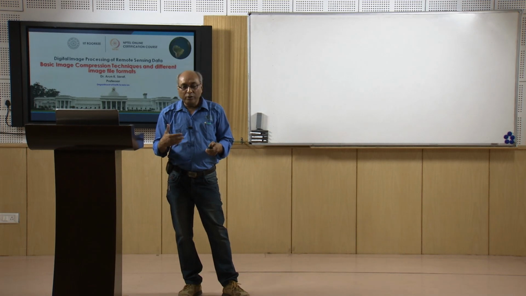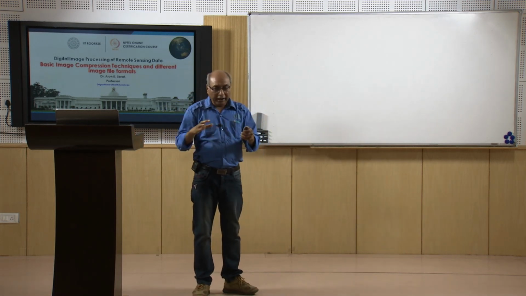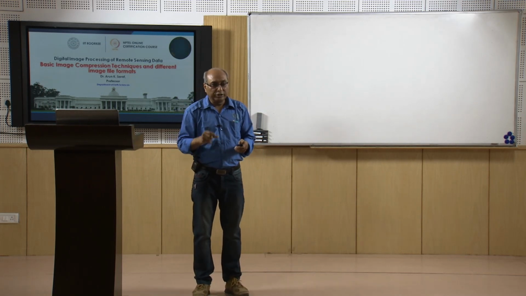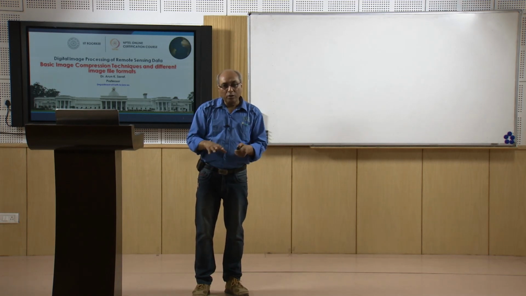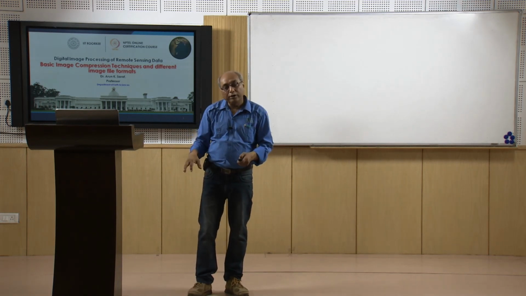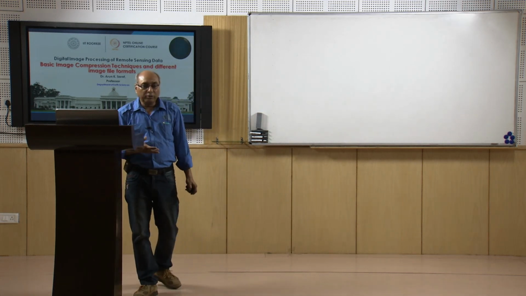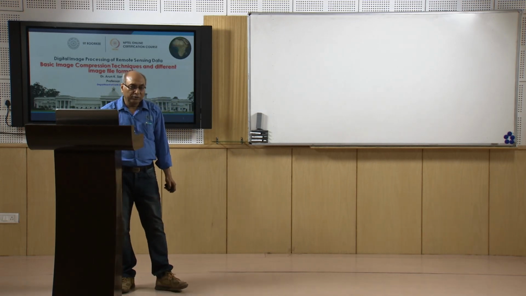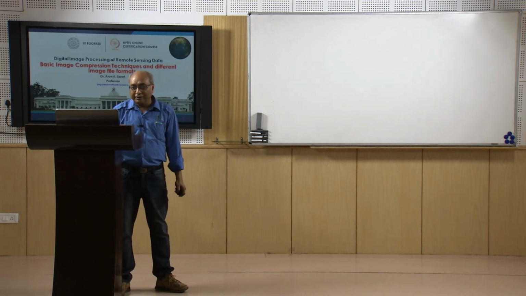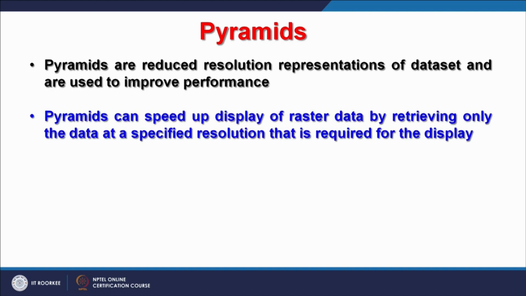And this will allow again the same thing, that as you zoom, a higher resolution image will appear. You keep zooming, you get further and further details. If you zoom out, then you see lower and lower resolution. So this pyramid is a very good facility which is now available in many popular image processing and GIS software. So pyramids are reduced resolution representations of data sets and are used to improve performance in the display.